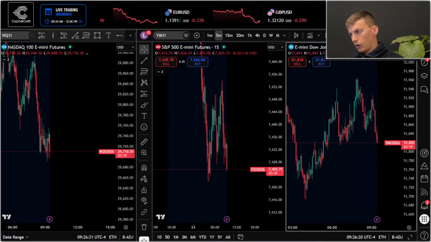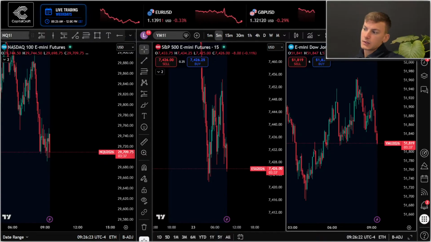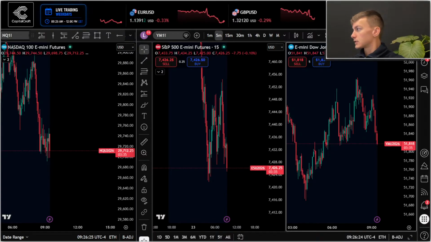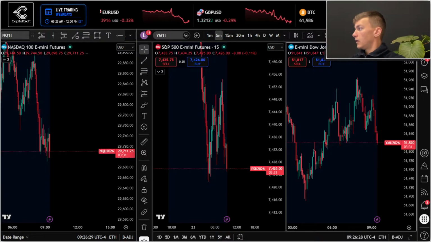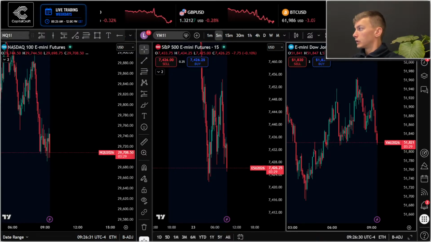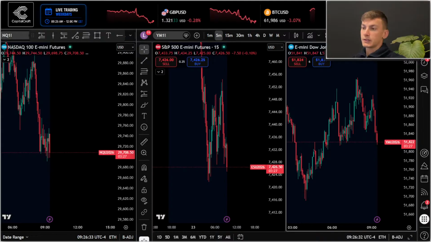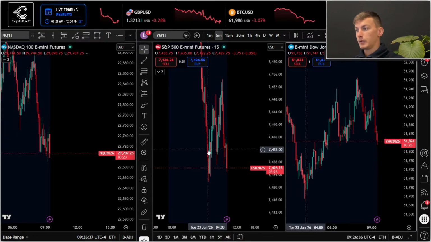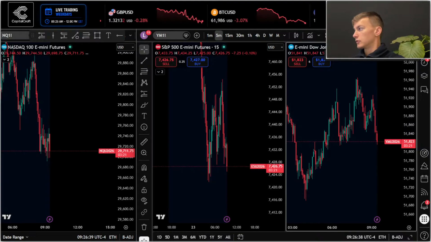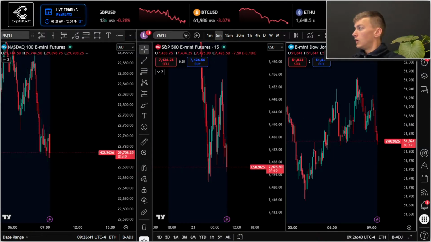It's the 23rd of June 2026. It is 9:26 a.m. Eastern Standard Time, or New York time. And what we're going to do, we're going to jump straight into it. So right now you can see that I have the Nasdaq on the left, S&P in the middle, and then the Dow Jones on the right hand side.